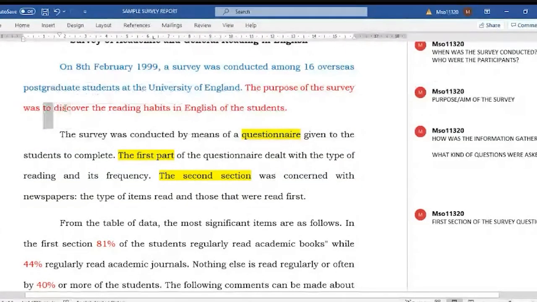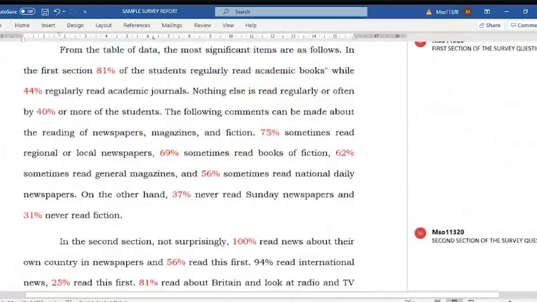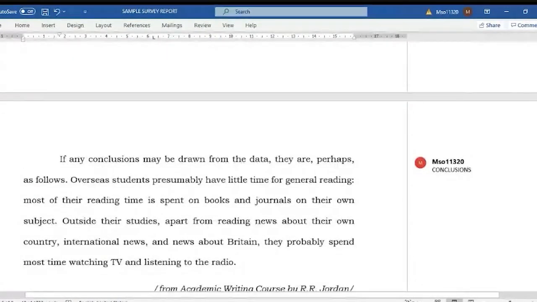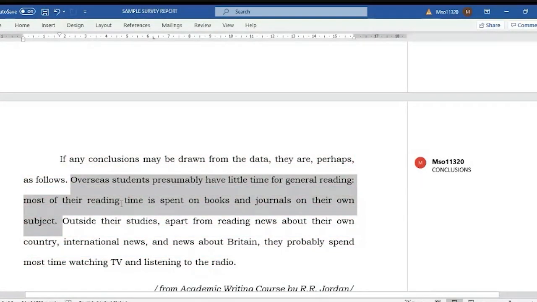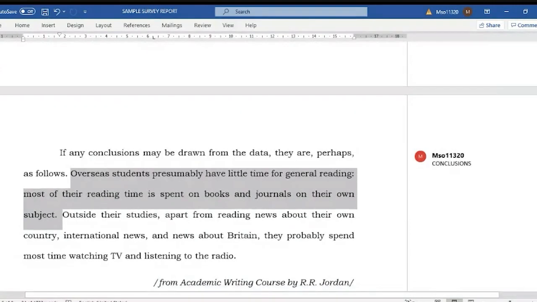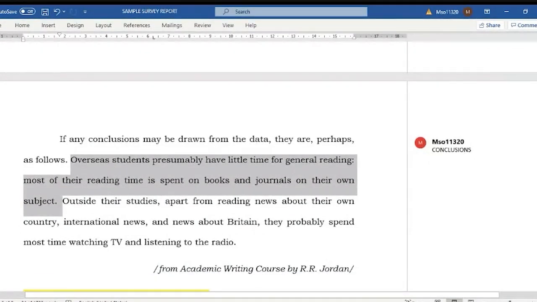The purpose was to discover the reading habits in English of the students. And as you can see in the summary, that objective is answered succinctly. Overseas students presumably have little time for general reading. As I've said a while ago, in the summary you have to summarize, especially the objective of the study, the answer to the objective. Although it has been discussed all throughout your main body, you have to restate it in the conclusion.